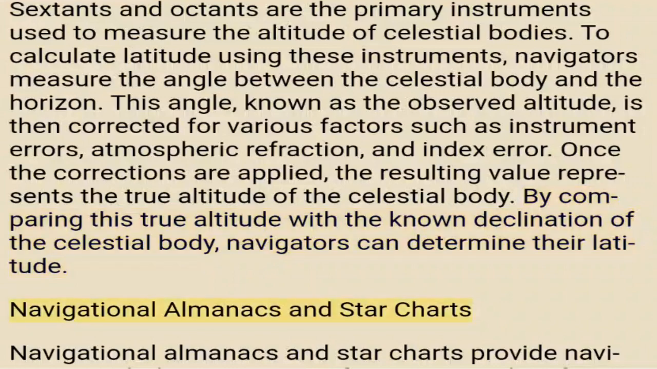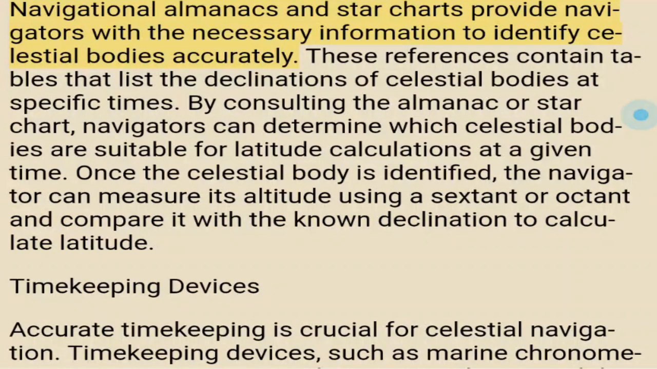Navigational almanacs and star charts. Navigational almanacs and star charts provide navigators with the necessary information to identify celestial bodies accurately. These references contain tables that list the declinations of celestial bodies at specific times. By consulting the almanac or star chart, navigators can determine which celestial bodies are suitable for latitude calculations at a given time.